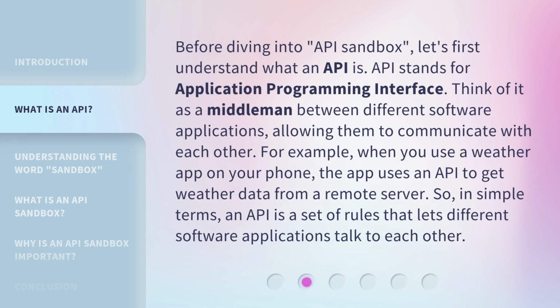Before diving into API Sandbox, let's first understand what an API is. API stands for Application Programming Interface. Think of it as a middleman between different software applications, allowing them to communicate with each other. For example, when you use a weather app on your phone, the app uses an API to get weather data from a remote server. So, in simple terms, an API is a set of rules that lets different software applications talk to each other.